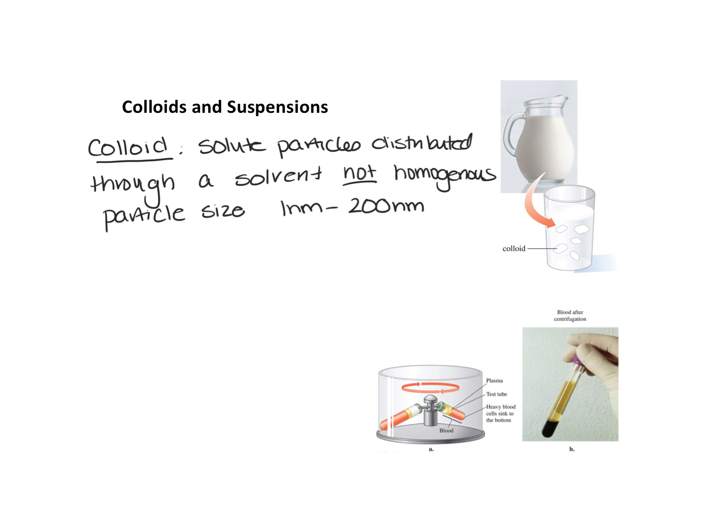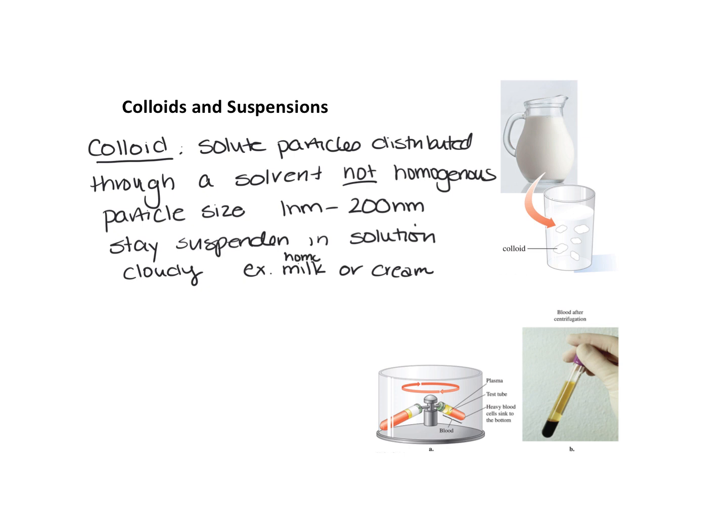And these basically stay suspended in solution, and it looks cloudy to us. A really good example is milk or cream, and homogenized milk or cream. These have large protein and fat particles that float around, but they don't settle out over time. So that's called a colloid.